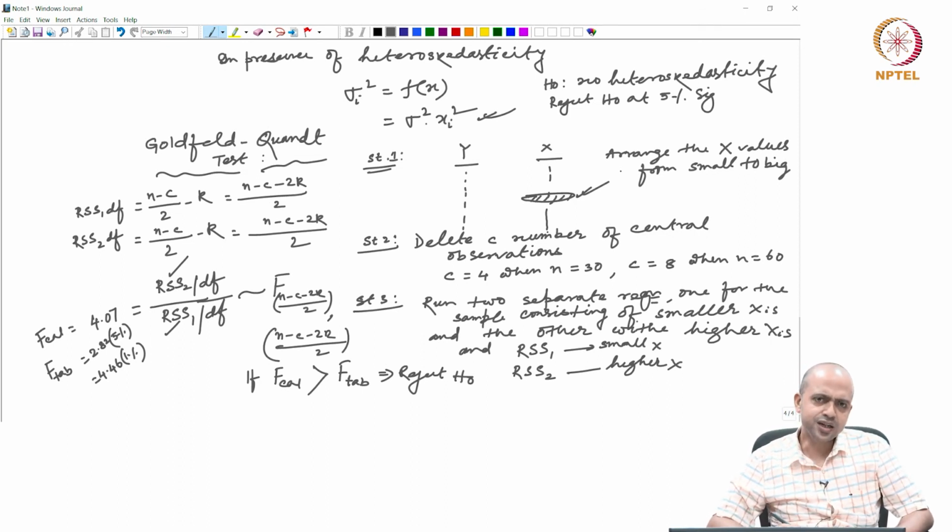Okay? But there are certain limitations of this Goldfeld-Quandt test. First of all, how many observations I will delete, C, there is no clear cut statistical rule which will say this is the value corresponding to this particular n. This is a kind of rule of thumb. C equals 4 when n equals 30, C equals 8 when n equals 60, C equals 10 when n equals 120, something like that. But there is no clear cut mechanism by which I can detect the value of C.